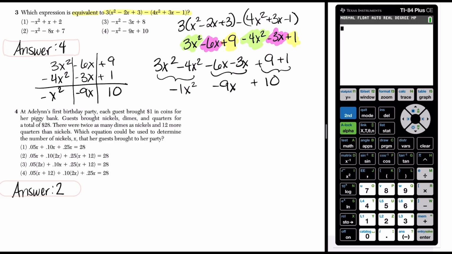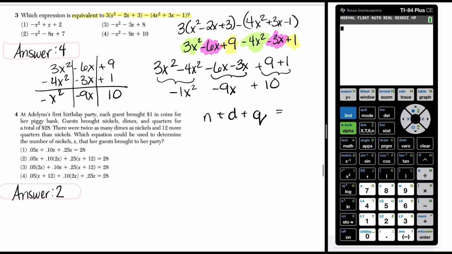The second one was a little funny the first time I read it. We have Adeline's first birthday party. We know that her guests all bring $1 in different types of coins. So they're giving nickels, dimes, and quarters. And we know that they're going to add them all up together, and however many they get, the kids are going to have $1. Okay, so we know that.